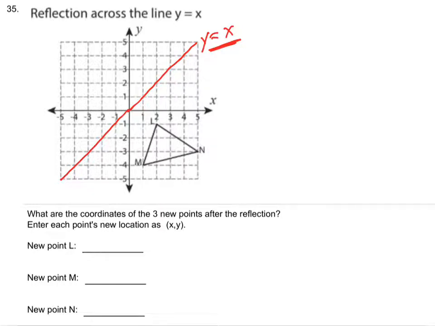Now, let's do our reflection. Let's start with L. How does reflection work? Remember, you go straight at the line, straight at it, 90 degrees. So not like this. You might say, well, there it is. That's straight to the line. No, that's not a 90-degree angle. This is not a 90-degree angle. That's not straight at the line, is it?